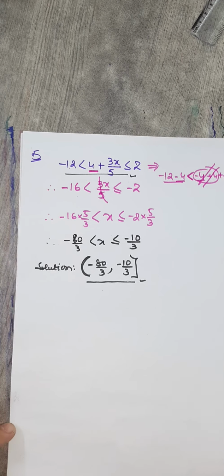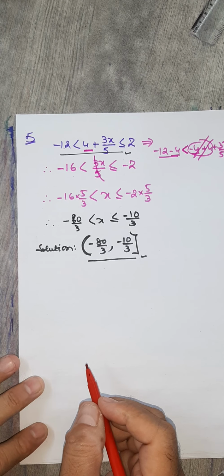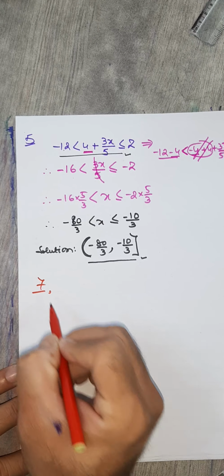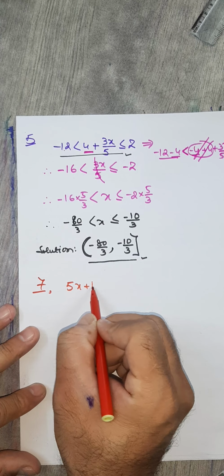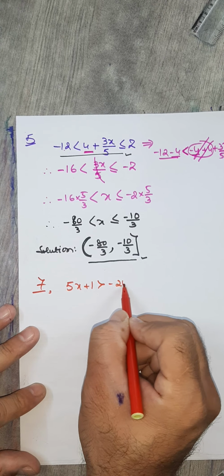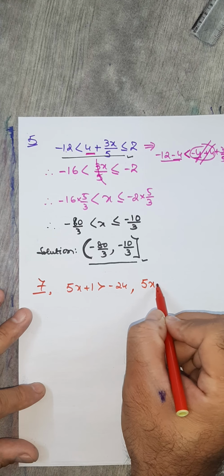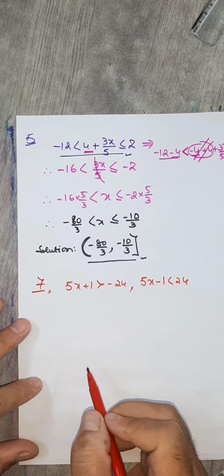Sixth is the same question. You can try. I'll go to question number 7 here. There we have two inequalities. So we solve them and we'll get the common. Question number 7. 5x plus 1 greater than minus 24, comma, one more. Comma means and, remember. Less than 24. We solve these two inequalities.